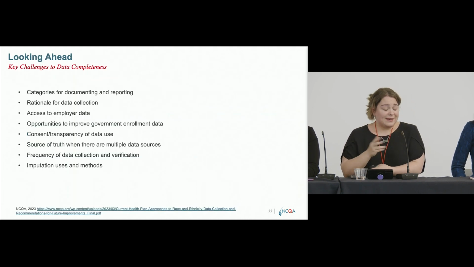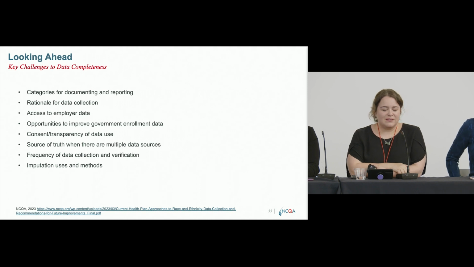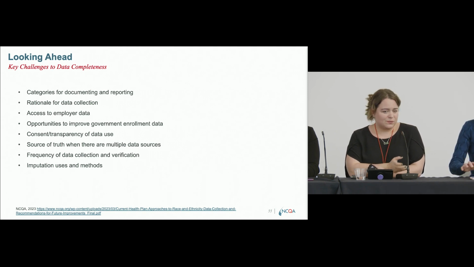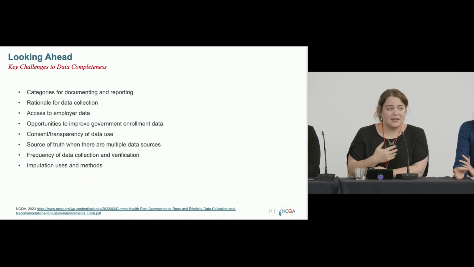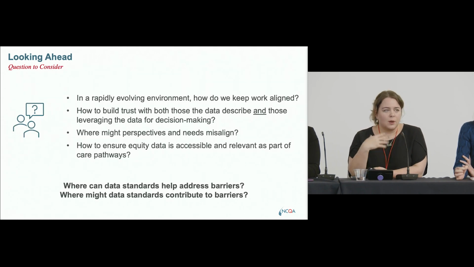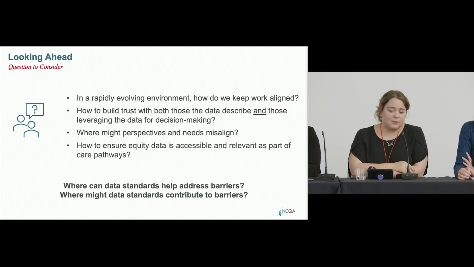So looking ahead, where does all of this leave us? There are challenges, right? Categories, rationale for data collection, access to data, imputation is a big one that's lurking behind all of this, particularly for race and ethnicity, and when you grapple with the level of incomplete data that's there. But I would say all of these are also opportunities specifically for the informatics field and interoperability field as a whole. How do we stay aligned in a rapidly evolving environment?